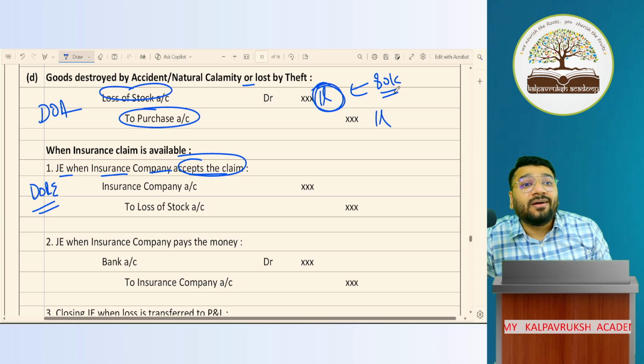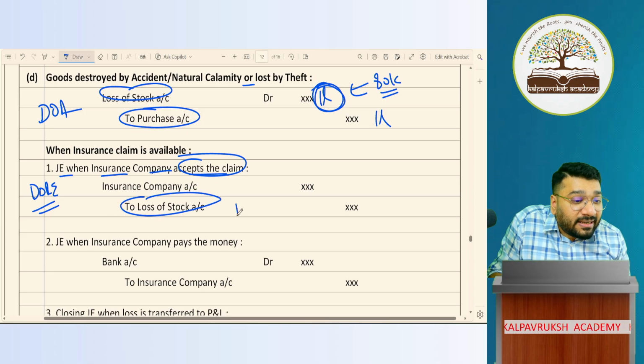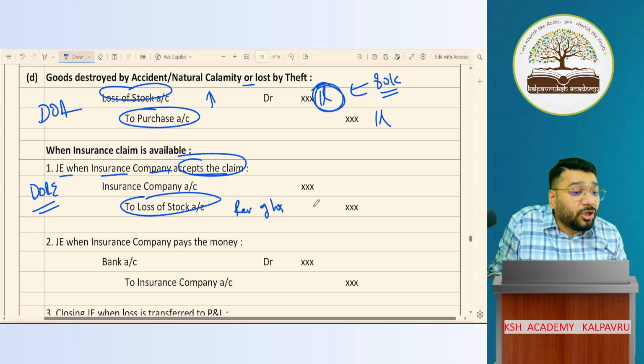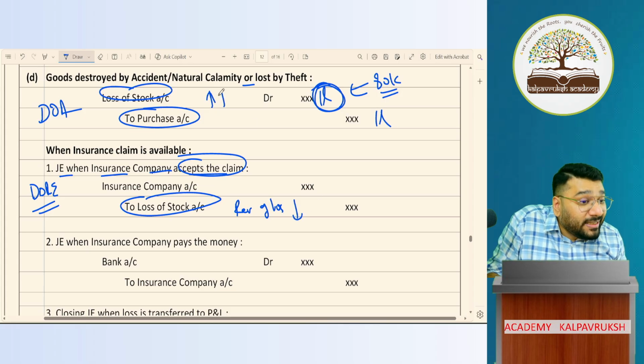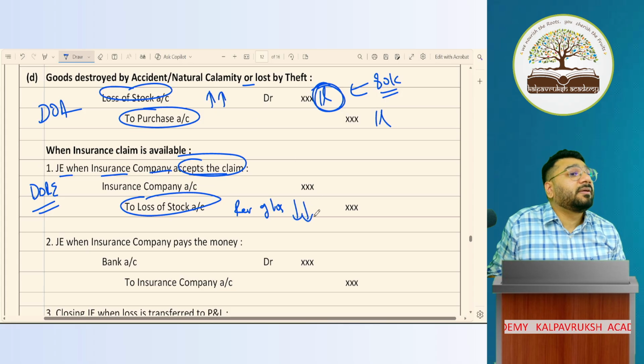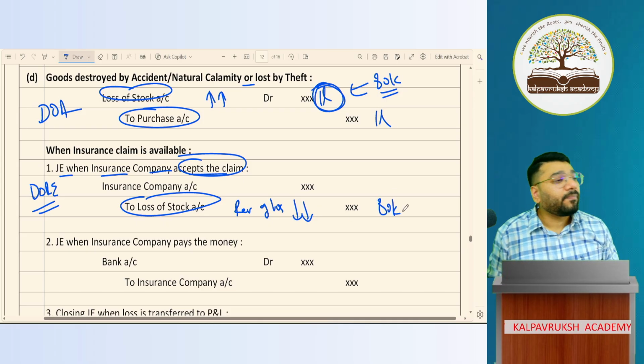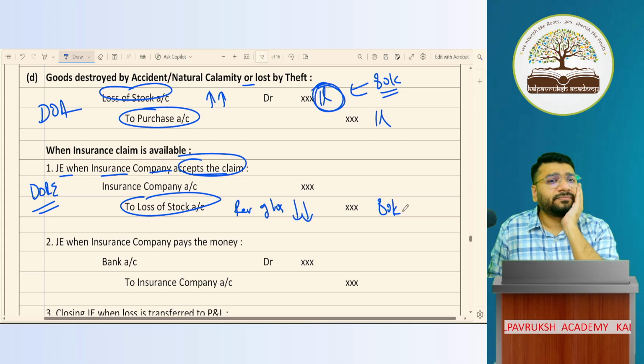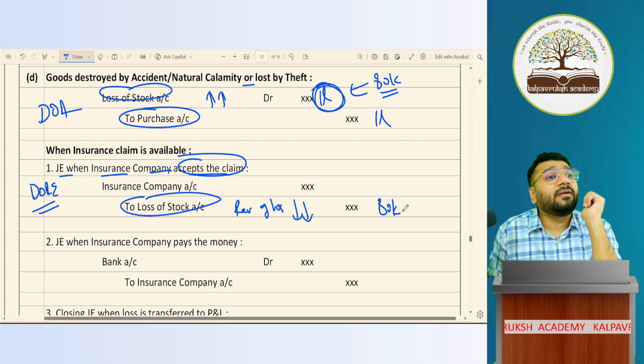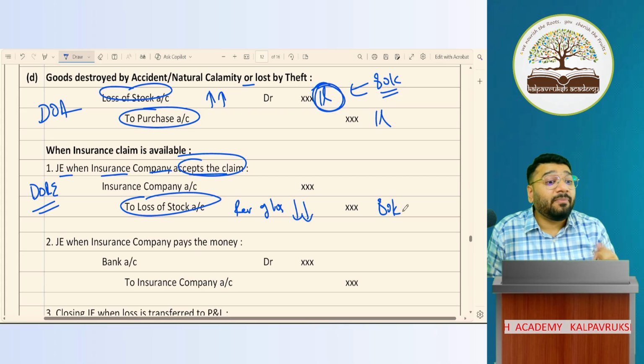To reverse it, I have to give a credit. So this is reversal of loss. To increase expense, debit. To decrease expense, credit. To increase loss, debit. To decrease loss, credit. How much? 80,000. Apply the golden rule here. When will you credit? Debit all expenses and losses, credit all income and gains.